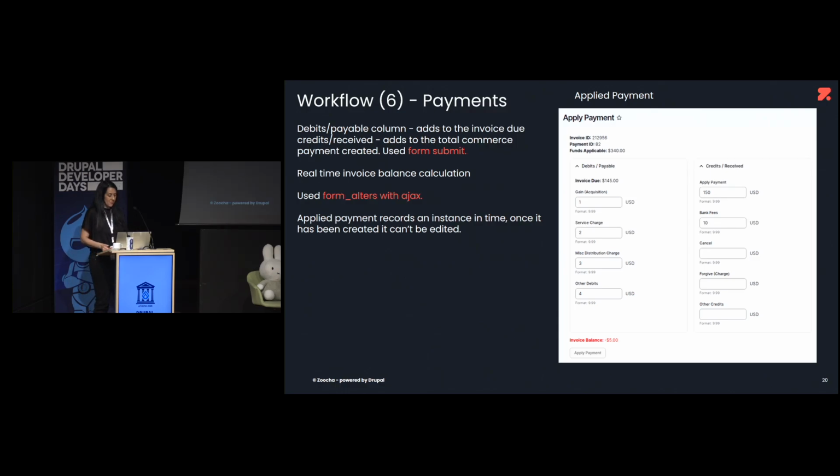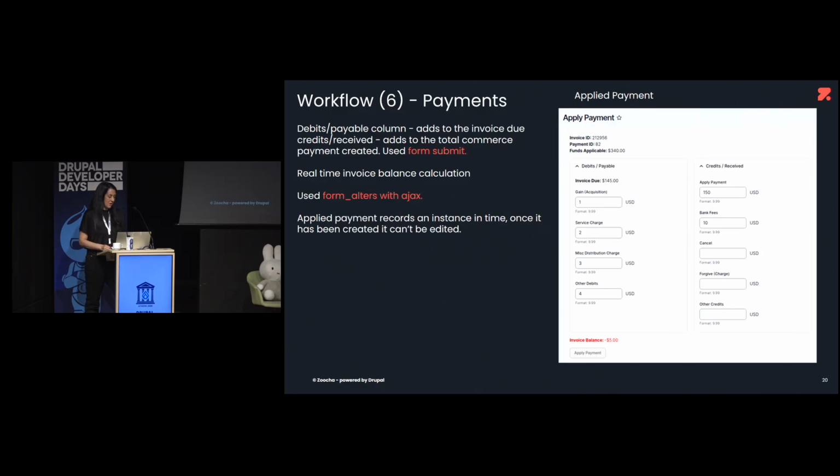We have two sets of fields that either subtract from the invoice balance, or add to it. The column on the left are debt fields that will add to the invoice balance, and the column on the right will subtract from the invoice balance. This is all done within a form submit for the entity form. And also on this page, we're using a real-time invoice balance calculation using AJAX callbacks, so it won't let you submit the form if the invoice balance goes negative.